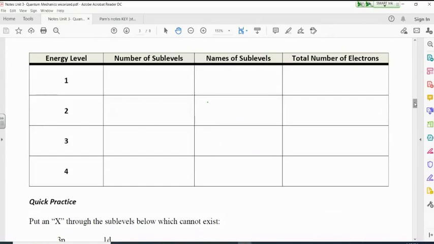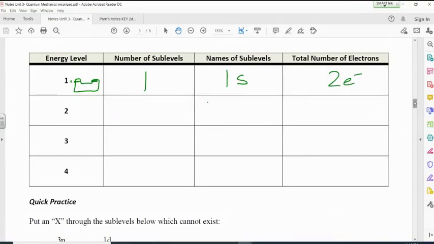For energy level 1, thinking about the periodic table again, if I have our little mock periodic table and I go across to level 1, that's just hydrogen and helium. All I'm going to be hitting is one sublevel. The name of that sublevel is 1s, and if I only have 1 orbital in it, then it can only hold 2 electrons.